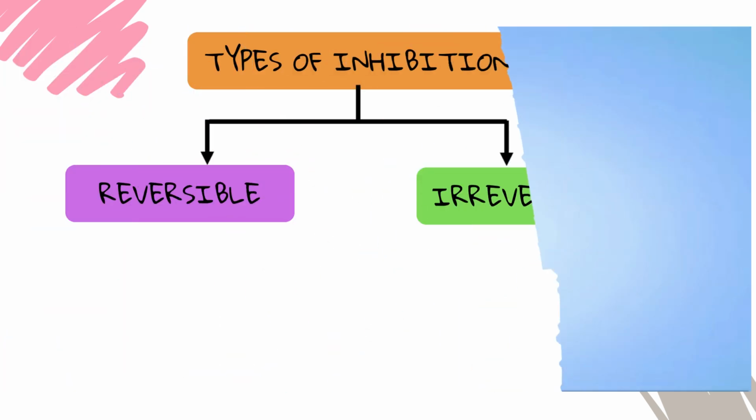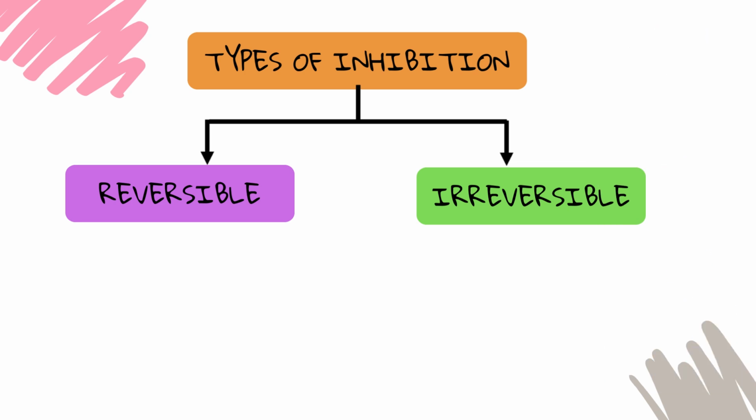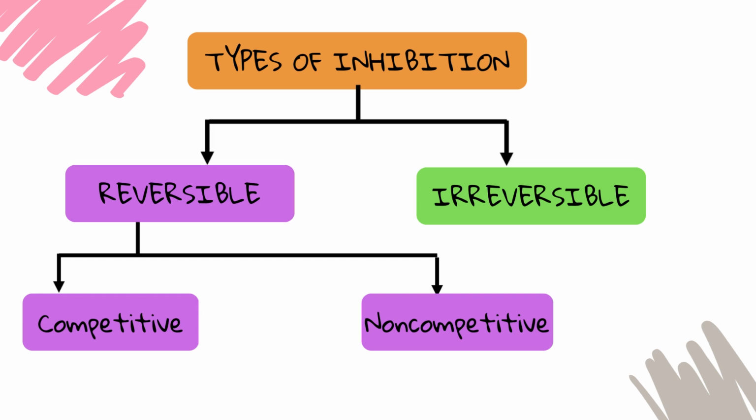Meanwhile, irreversible inhibition occurs when an inhibitor binds tightly and permanently to the enzyme, usually forming a strong covalent bond with the enzyme. The inhibitor cannot be removed, and the enzyme can't carry out its catalytic function. Reversible inhibition can be further divided into competitive and non-competitive inhibition.